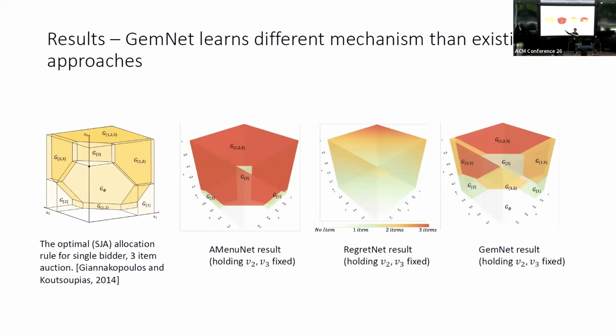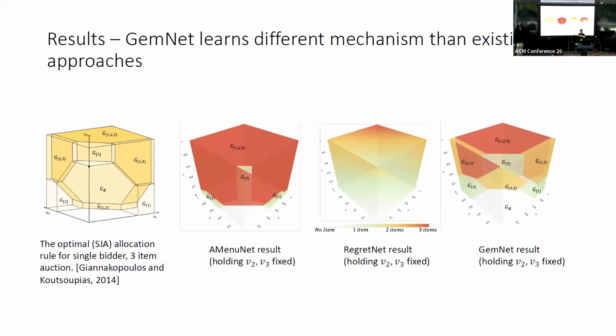And to make a comparison to this, we can actually hold the second and third bidders' bids constant. And so we see this is what AManuNet learns, this is what RegretNet learns, and this is what our mechanism GemNet learns. Again, it's hard to argue about optimality here and make the statement that this is the optimal mechanism. But again, we do achieve better revenue than AManuNet and better strategy proof guarantees than RegretNet.